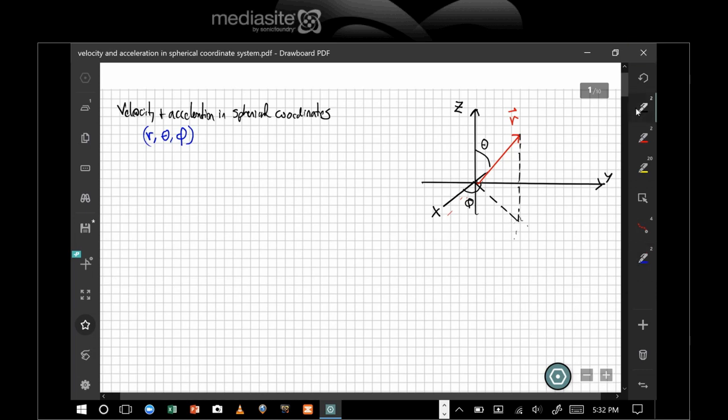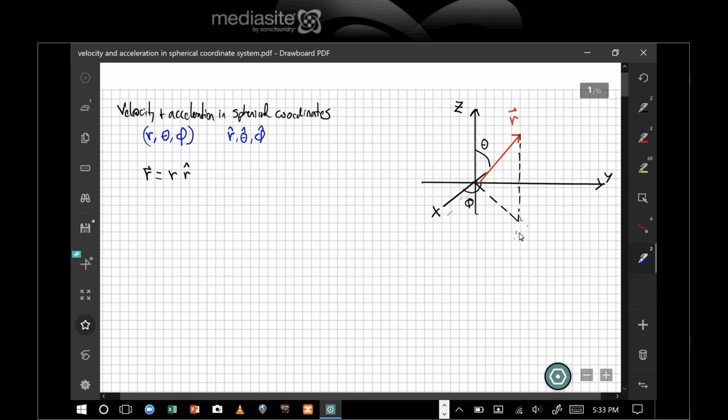a position vector is going to be equal to R, that's my position vector, R hat. Okay, and what is R hat? R hat is a unit vector. Instead of having x, y, z, we have R, theta, and phi, and thus my unit vectors are R hat, theta hat, and phi hat. And so let's write down what these directions will look like.